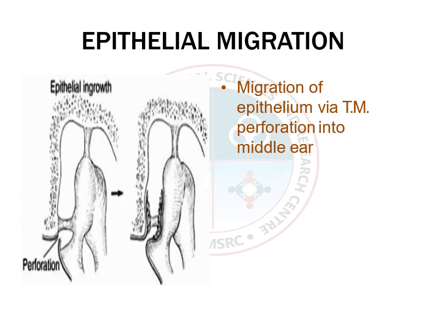And the next one is epithelial migration. So from a pre-existing perforation in the tympanic membrane, the epithelium of the external canal migrates into the middle ear and forms a cholesteatoma. See, the epithelium in the external canal is squamous epithelium, so it goes into the middle ear. So the squamous epithelium in the middle ear is a cholesteatoma, right? As simple as that.